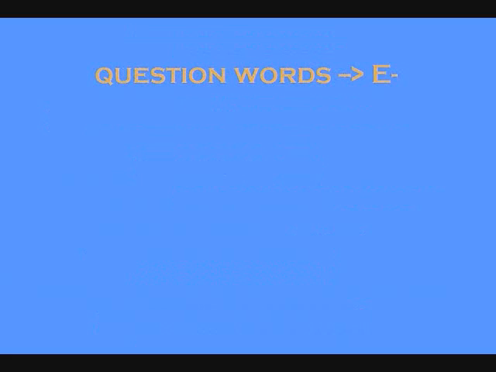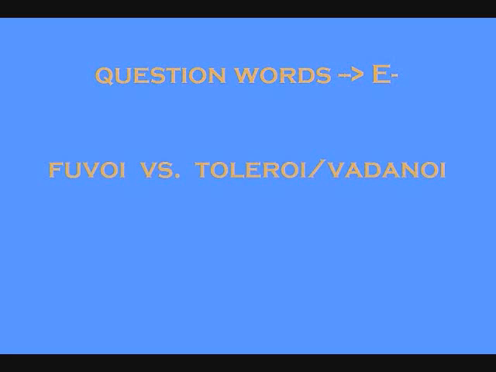So in review, we learned how to replace parts of sentences with question words beginning with e. We learned the difference between Fuvoi and the verbs Toleroi and Vadanoi. And we learned the ablative case, which is used to describe instruments. This is in fact the last of the noun cases. There are only 5.